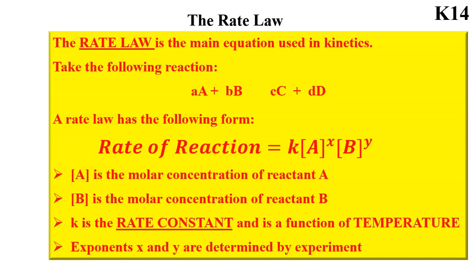The exponents X and Y are determined by experiment. You cannot simply take the coefficients, small a, small b, and put them up there. They are not the same as the coefficients. So you have to do that by an experiment, and we're going to show you how to do that using experimental data.